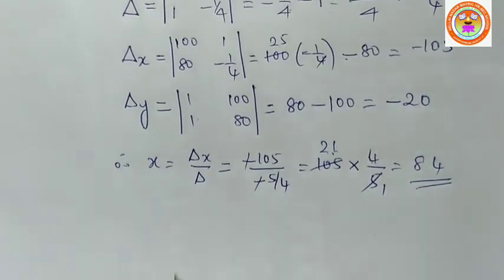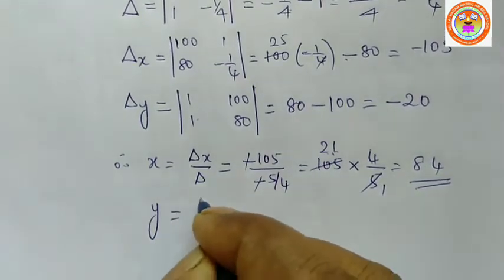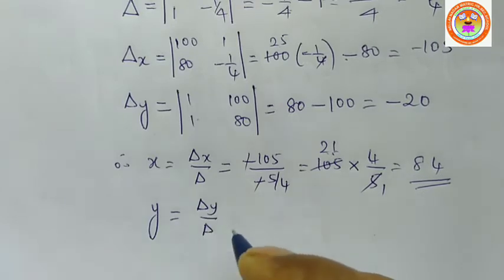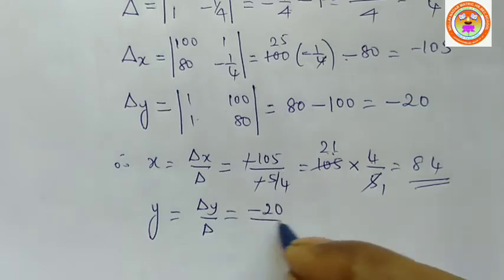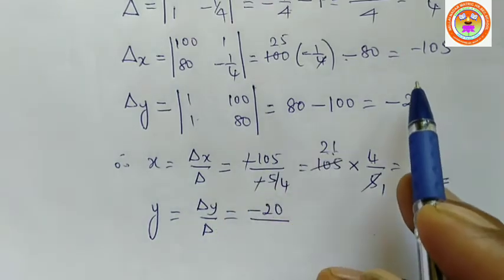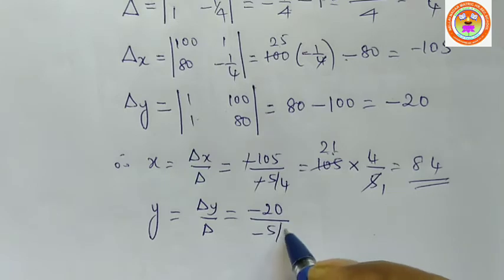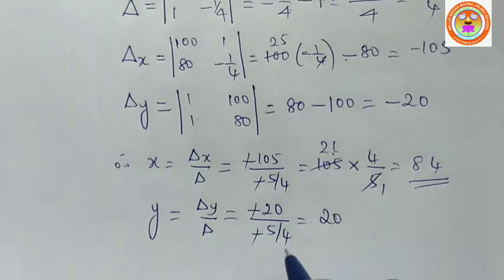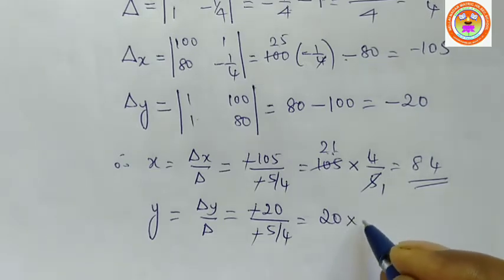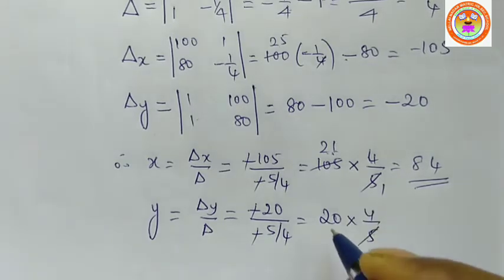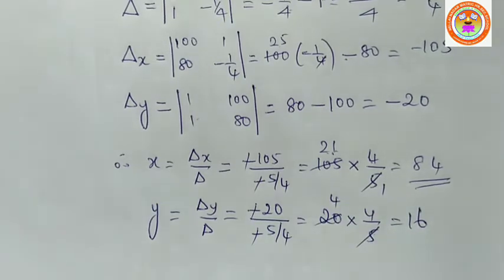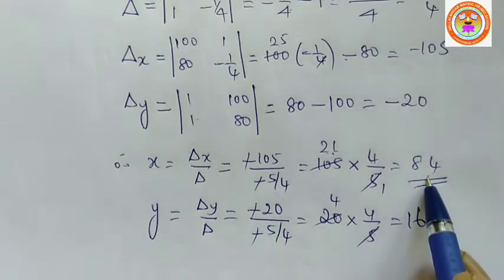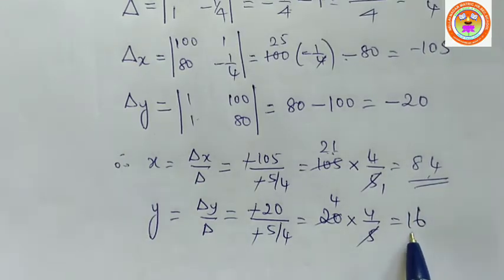Likewise, we can find y. So y is equal to delta y by delta. What is delta y? Minus 20, divided by delta. Delta is minus 5 by 4. Minus cancels. So 20 into the reciprocal of the denominator, that is 4 by 5. 4 5s are 20, 4 4s are 16. That means x is equal to 84, y is equal to 16.